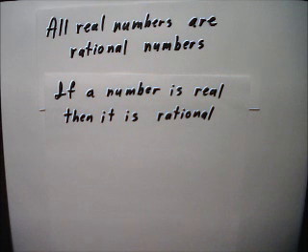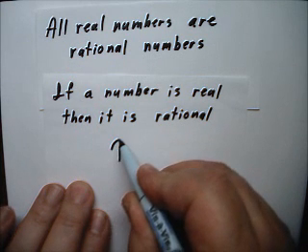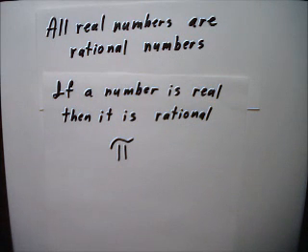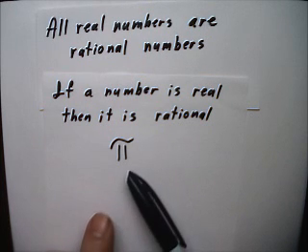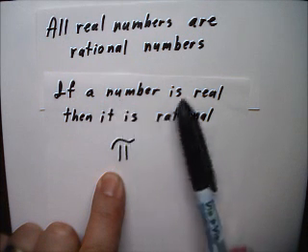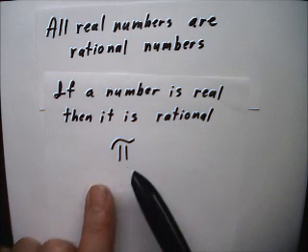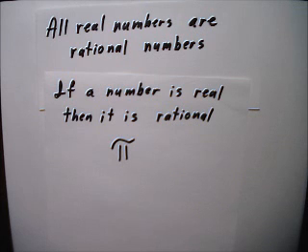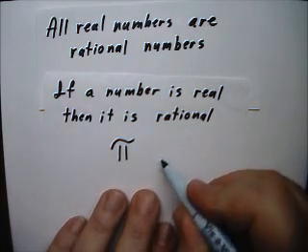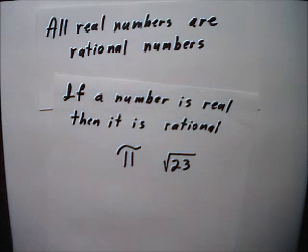So all we need is a real number that's not rational. There, pi. Pi is an irrational number. It is real. So here we have a real number, and it is irrational. So pi is the counterexample. Other counterexamples would be square roots of numbers that don't work out evenly.